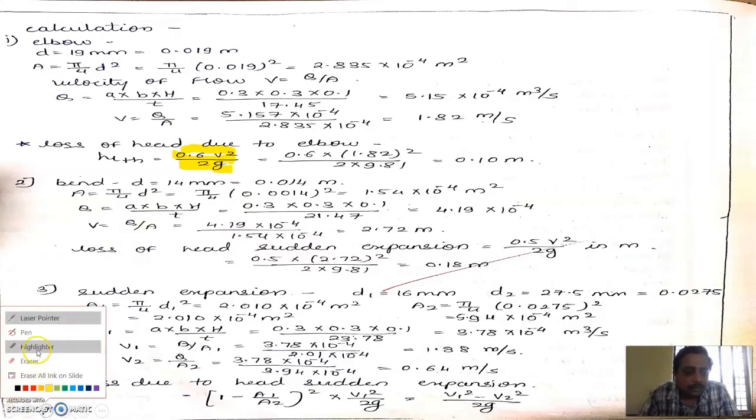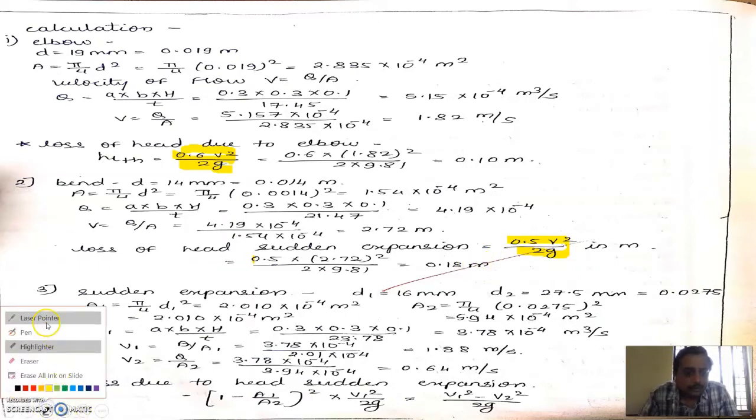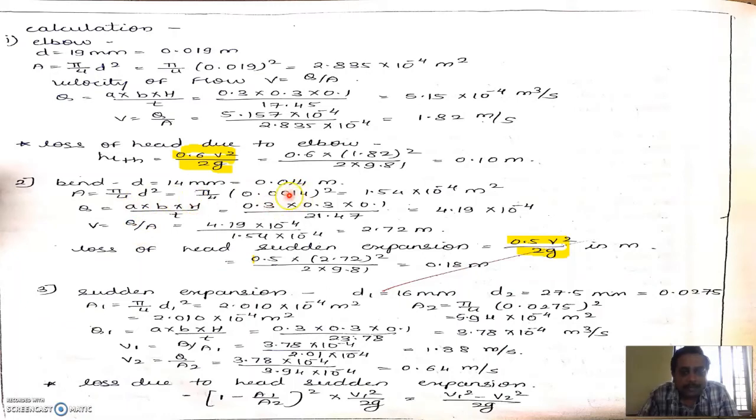Next, when you calculate the bend loss coefficient, that's the value of K. We have a formula K equals 0.6 V square by 2g. Similarly, you need to find the area. The diameter of the bend is already given, so using that diameter of the bend you find the area. Then you need to find Q, that is 0.3 into 0.3 into 0.1 by T. This T is the time taken to rise the water level by 10 centimeter. That T you need to have.